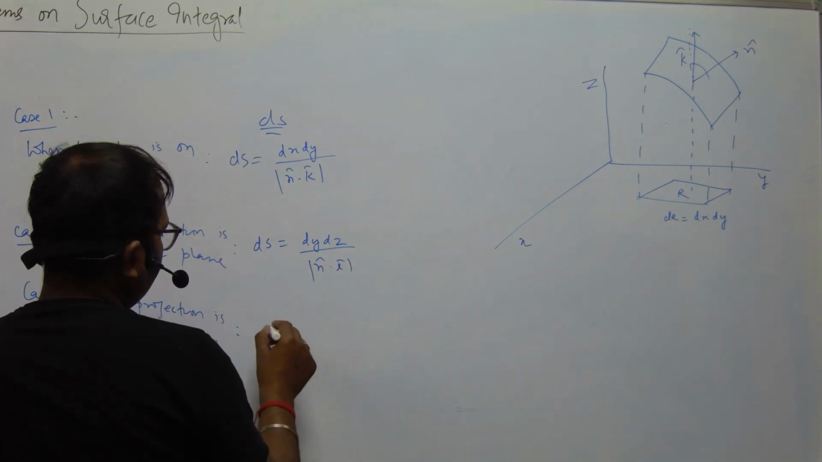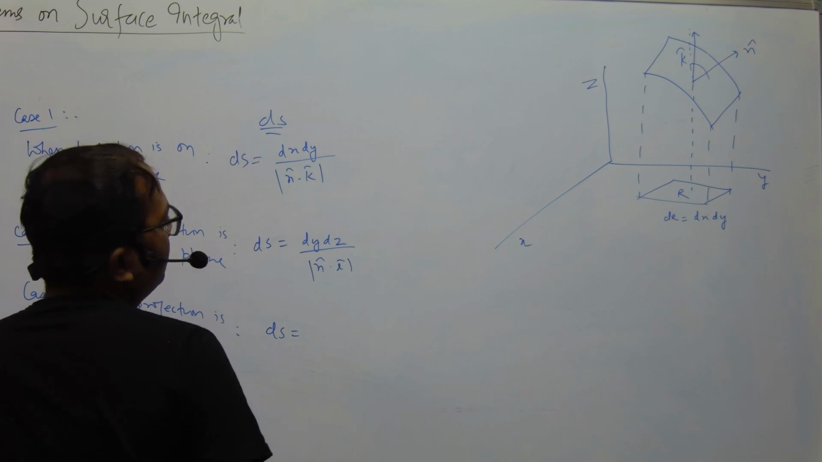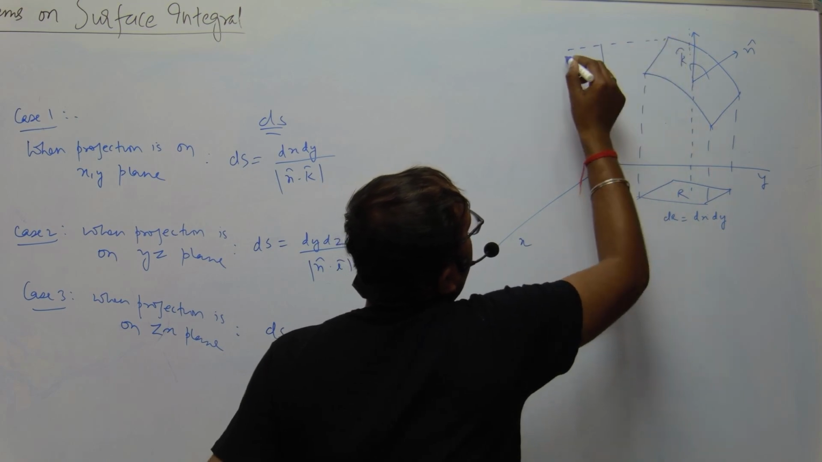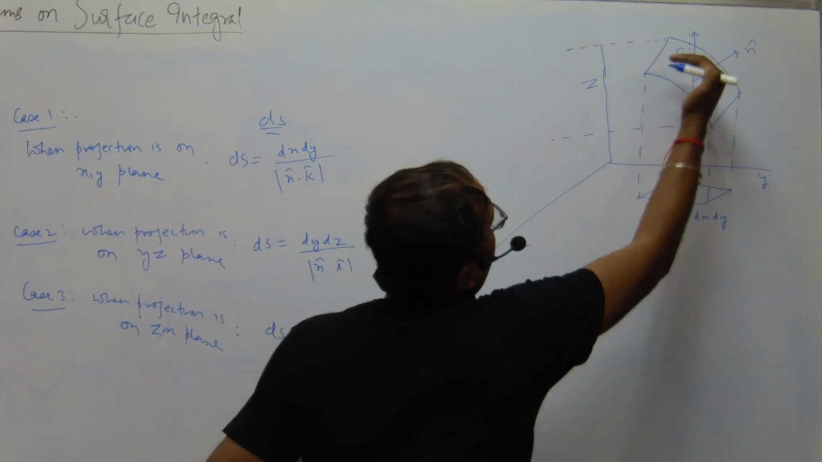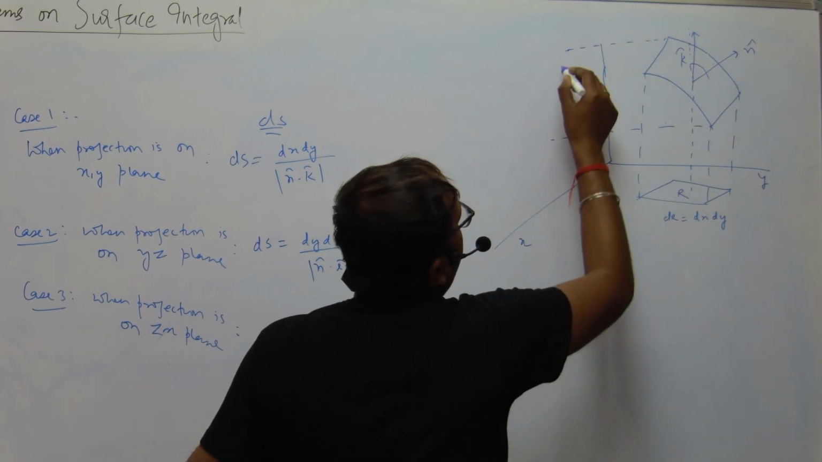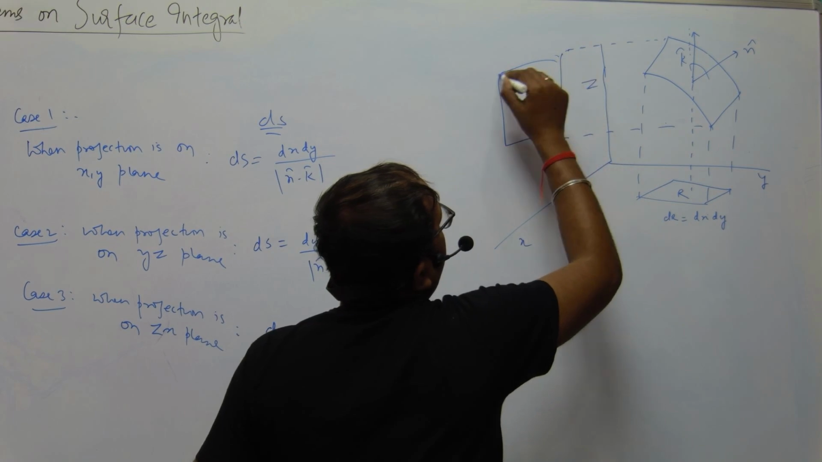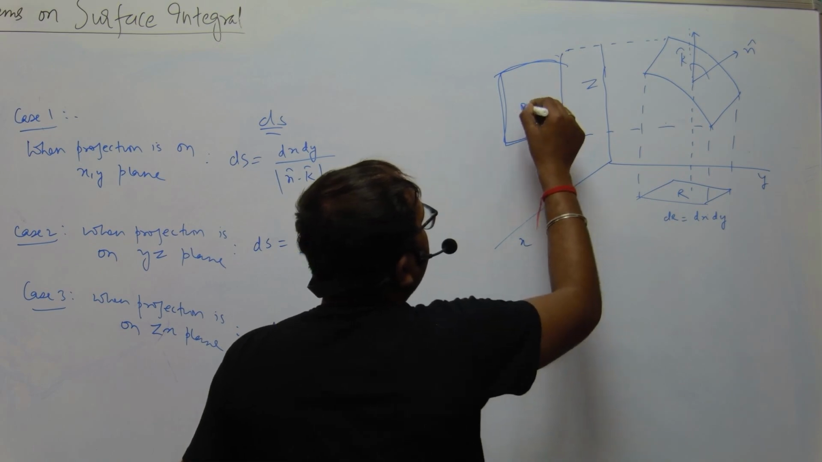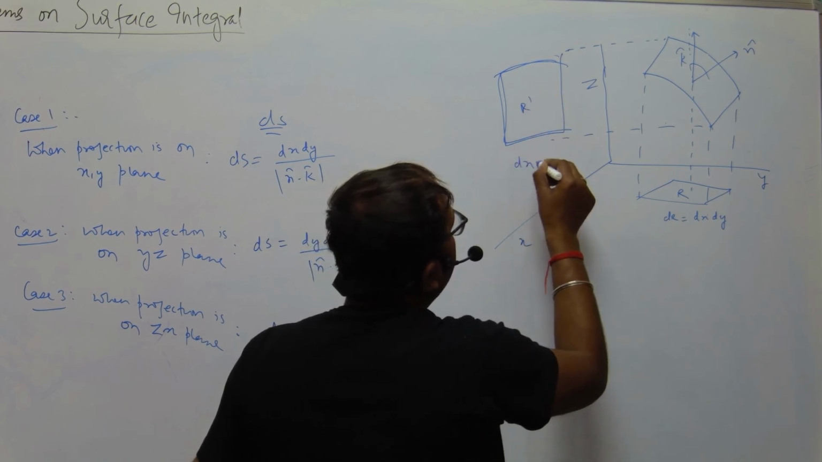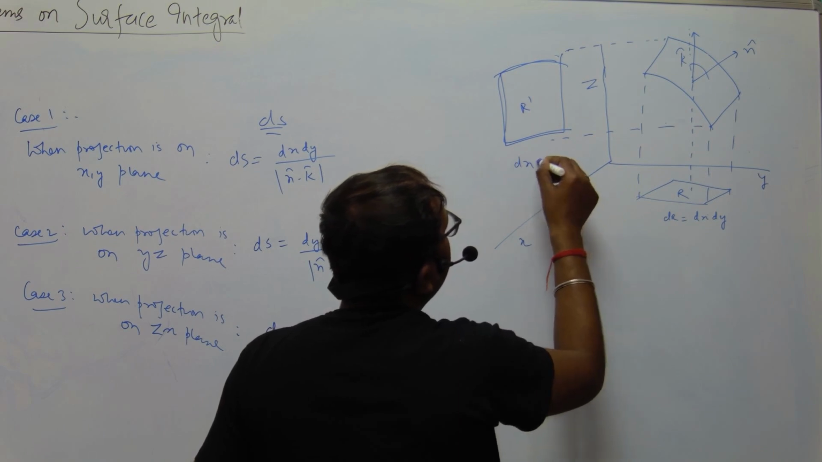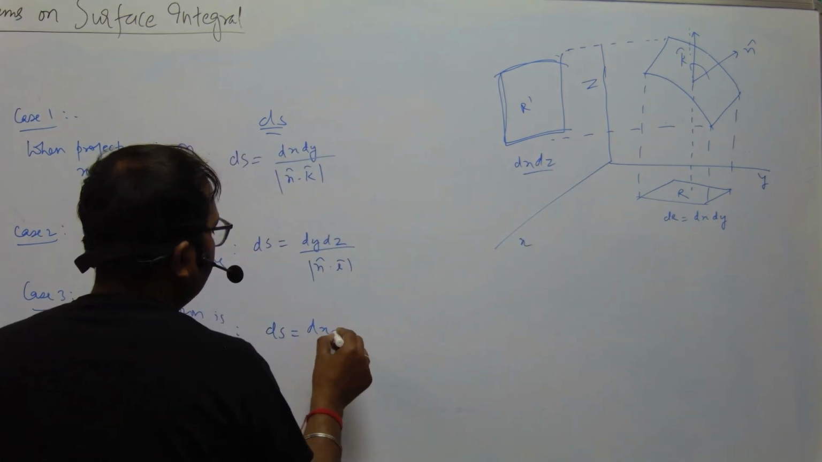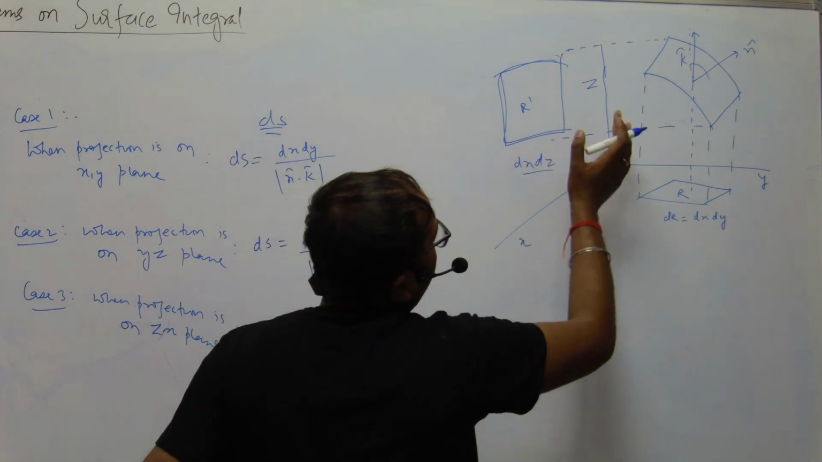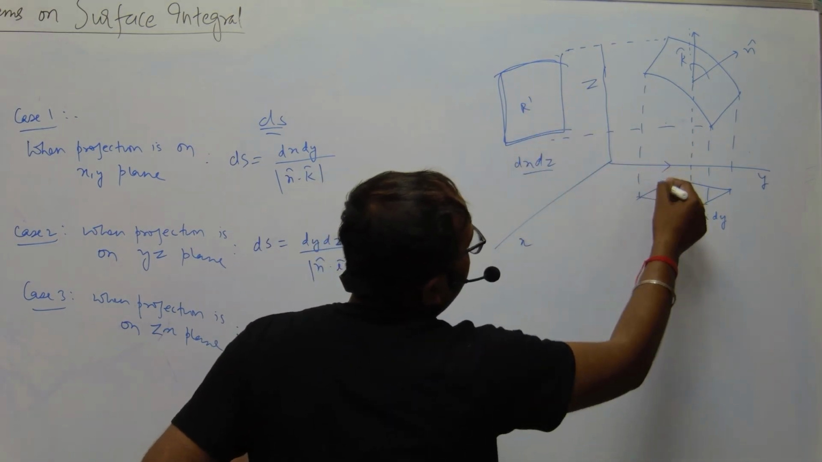Similarly, for case 3, we have ds when the projection is on the xz plane. Suppose the projection of this curved surface on the xz plane is like this. This will give a planar area like this. Let us say this is region R dash. The dR dash is dx dz. We have ds as dx dz upon the mod of n cap dot j cap, because the unit vector perpendicular to the xz plane is along y, that is j cap.